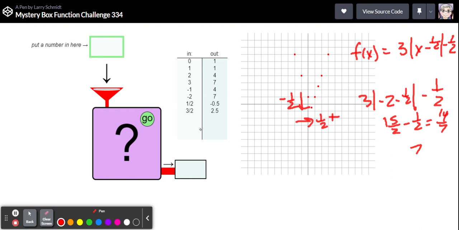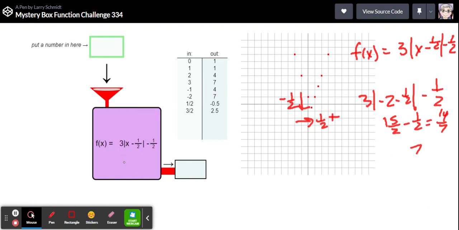And you can plug in some other points, but I think we've got this. I'm pretty sure. Let's go ahead and take a look. Yeah, 3 times the absolute value of x minus 1/2 minus 1/2, and we can graph that as well. You get that nice sharp V of the absolute value function.